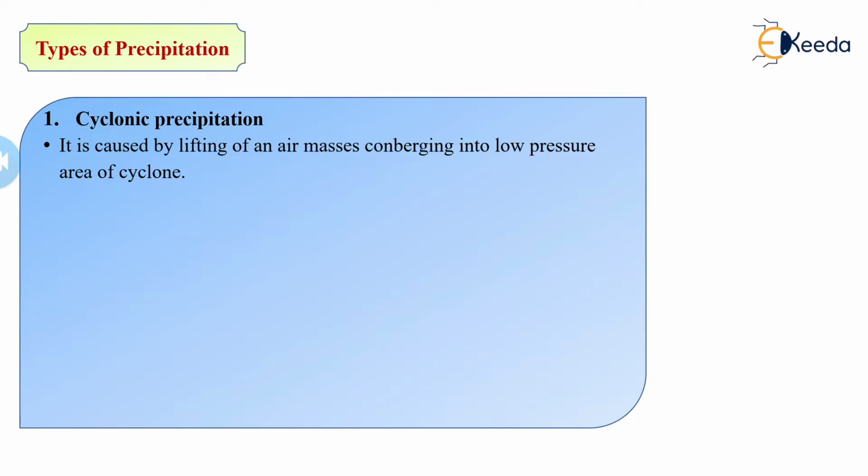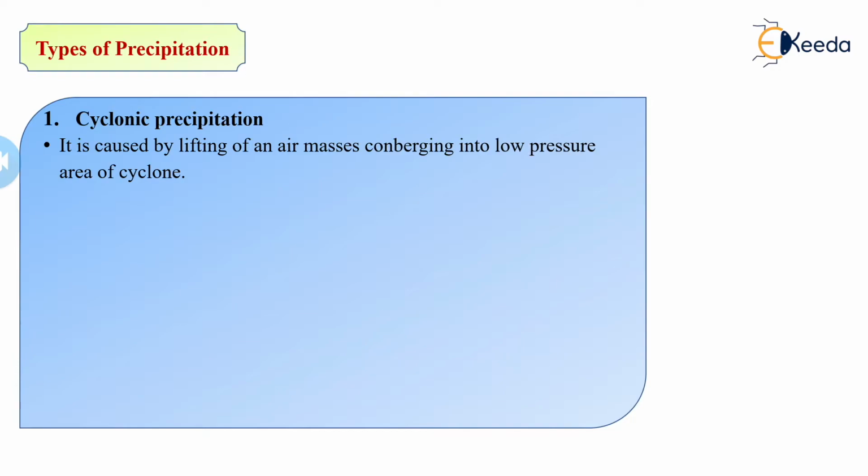But this cyclonic precipitation again divides into two sub-types, that is frontal and non-frontal cyclonic precipitation. Generally, what does front mean? Front means the border region between two air masses which have different temperature and different humidity. So when these two air masses meet, the precipitation that occurs is known as frontal as well as non-frontal.